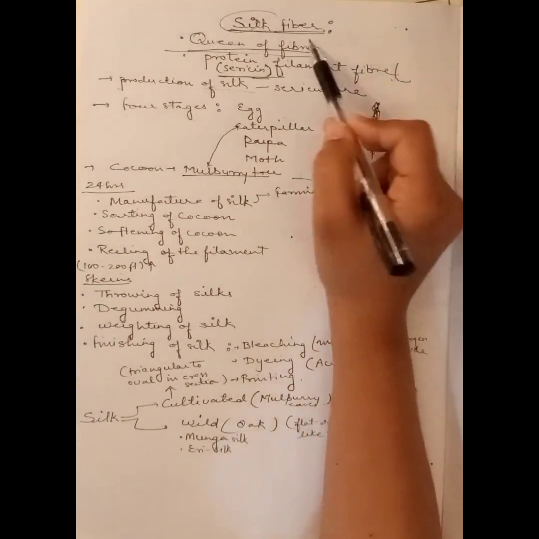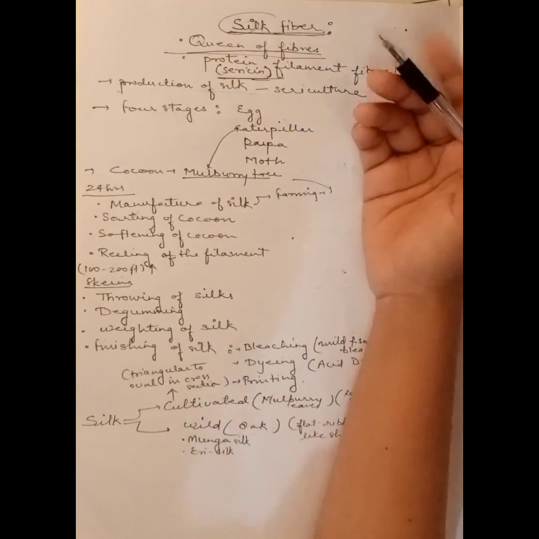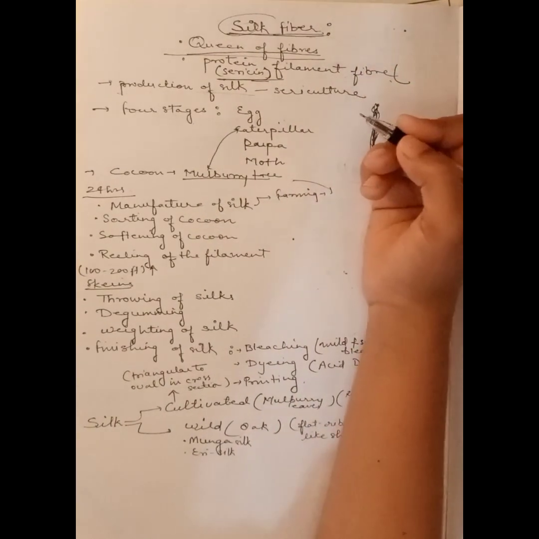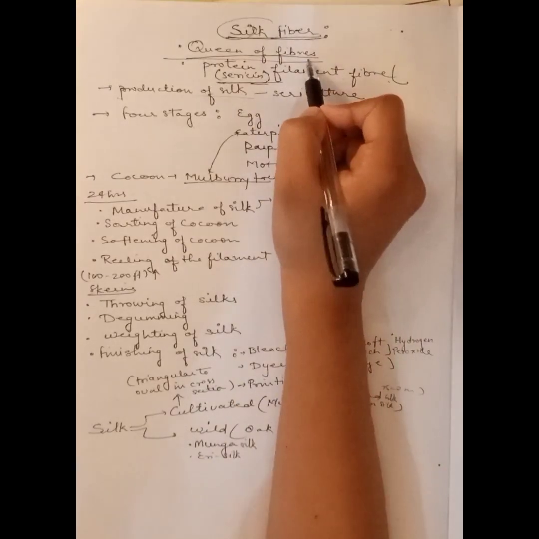So today we are going to study about silk fiber. What is silk fiber? How is it manufactured? How is its production done? Its physical properties, chemical properties, and its chemical composition. So silk is the queen of all fibers.